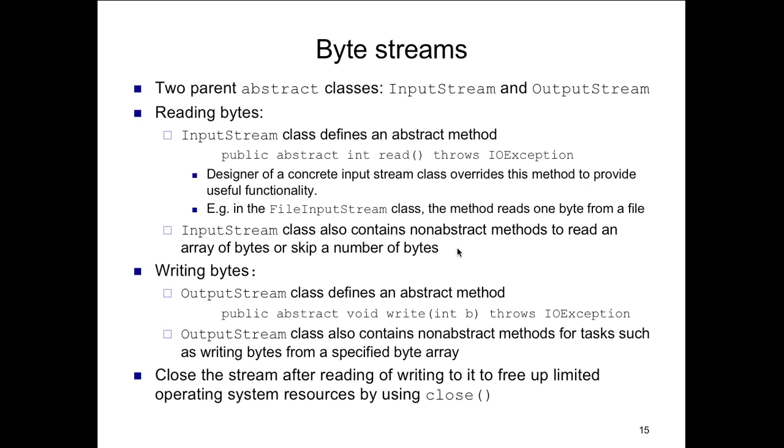In terms of writing the bytes, OutputStream is used for that, as you might imagine. It defines an abstract method to write, so we read and write. The OutputStream class also contains non-abstract methods to write out the bytes of the byte array that it read in. So we have non-abstract and we have abstract. We can implement it to specialize it, or just do a generic read or generic write on the particular data. Close the stream after reading and writing to free up the limited operating system resources, using a close, essentially.